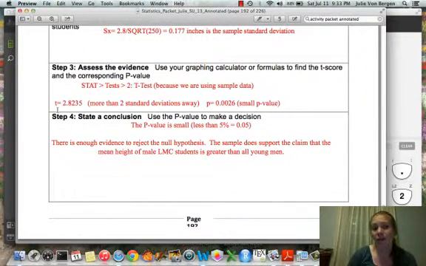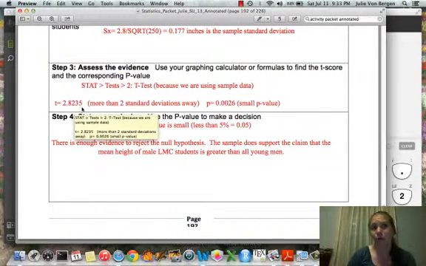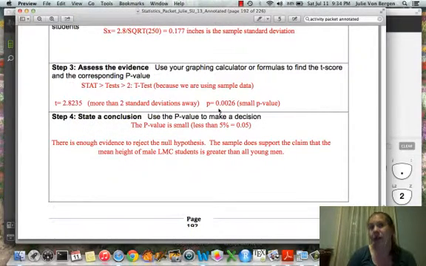Okay, so we record here our t-value is 2.8235. This is more than 2 standard deviations away. And our p-value, remember, p is the probability that the null hypothesis is true, is 0.0026. So this is a small p-value. It's less than 1%. It's definitely less than 5%. So remember, when the p-value is less than 5%, we say it's a statistically significant difference. In this case, we'd say that the LMC male heights are statistically significantly higher than the population mean.